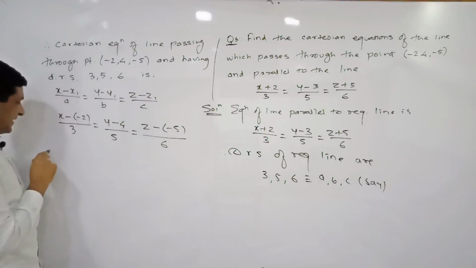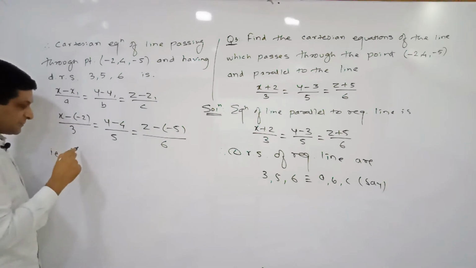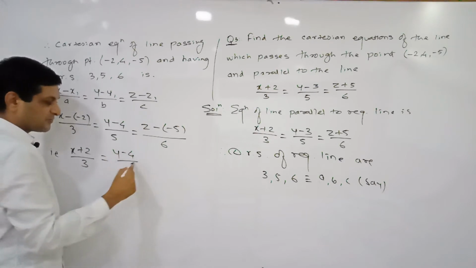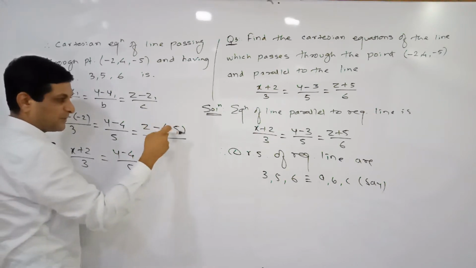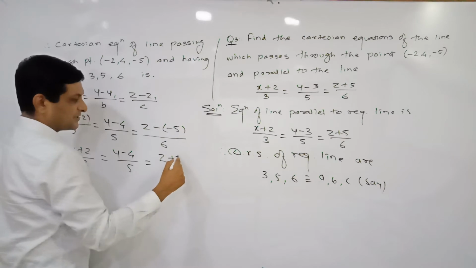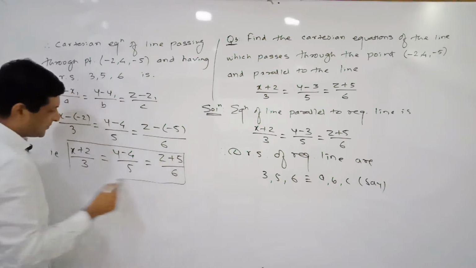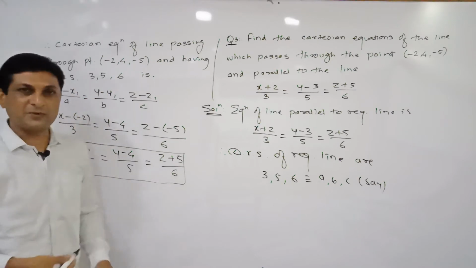So let us simplify it. That is, x minus minus becomes plus, so x plus 2 upon 3 is equal to y minus 4 upon 5 is equal to, here also minus into minus becomes plus, so z plus 5 upon 6. In this way we have got our required Cartesian equation of the line.